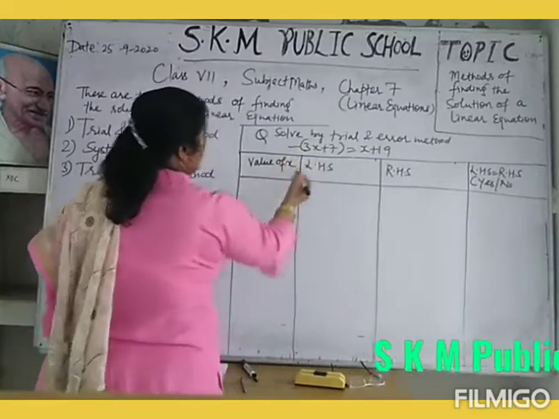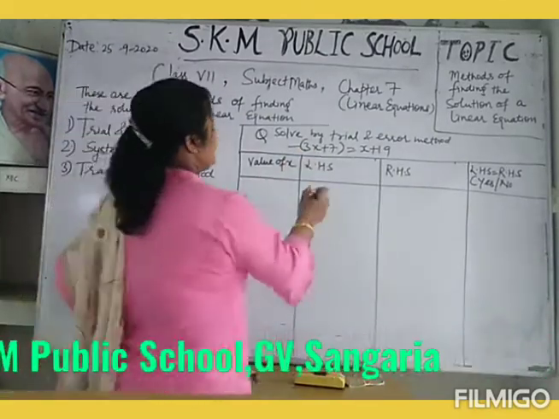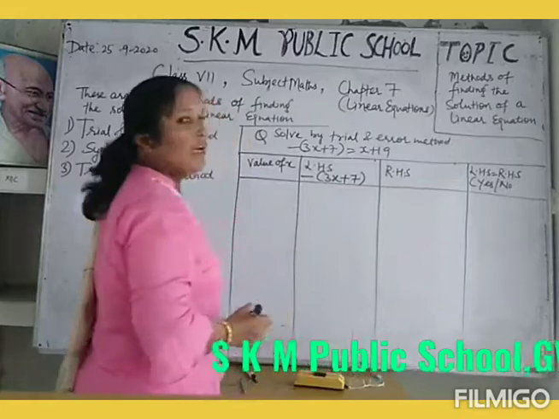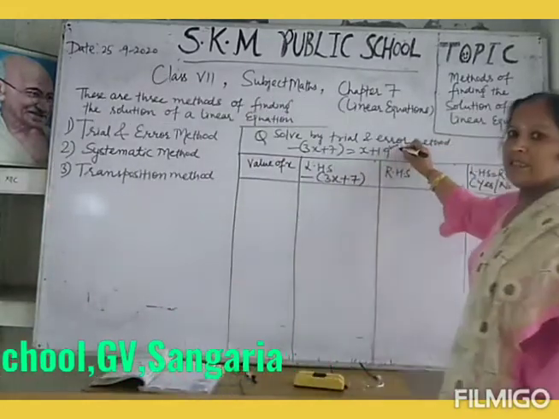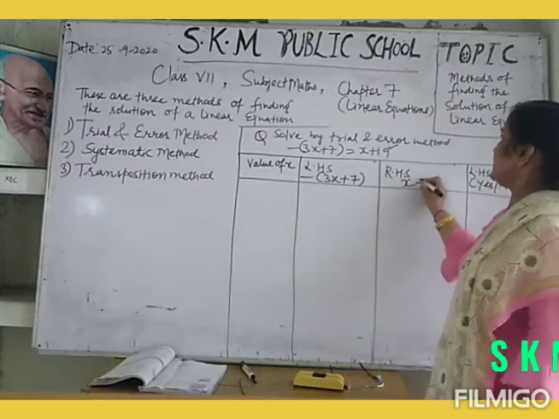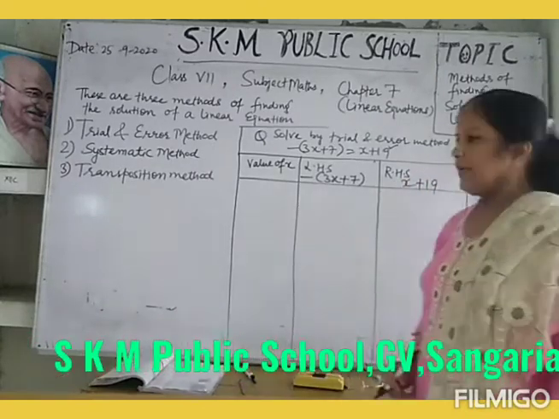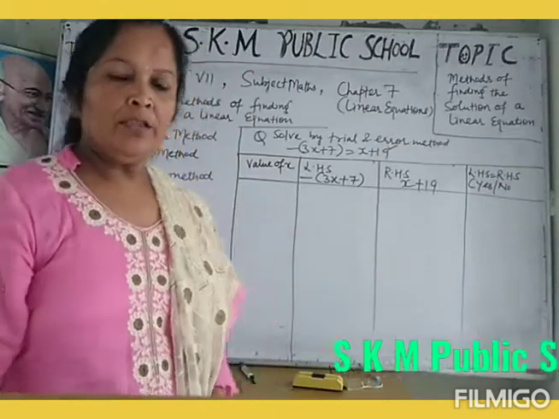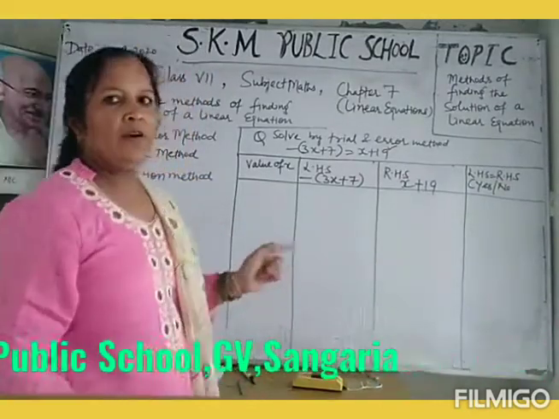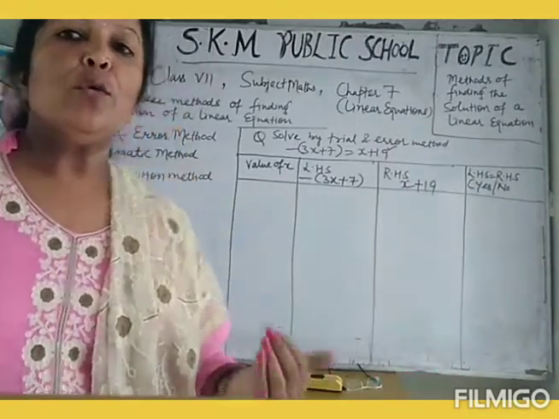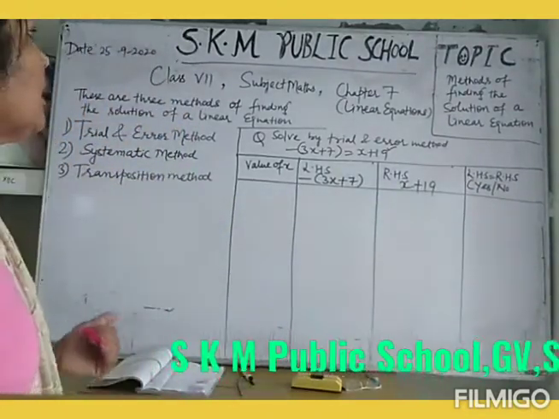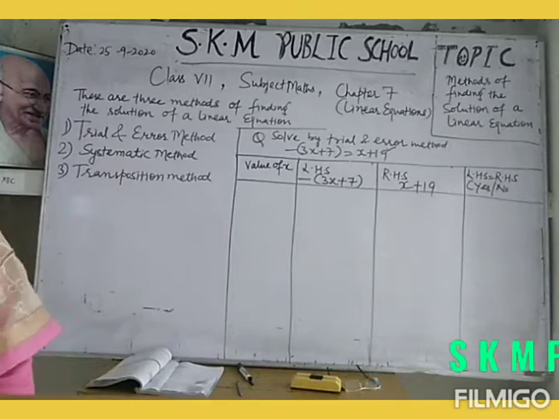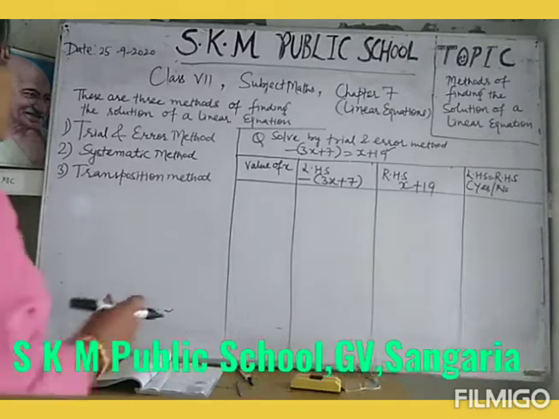So suppose this is the equation: minus 3x plus 7. Here left hand side is minus 3x plus 7, and this is the right hand side, x plus 19. Now I am starting to give values to x. And the value of x at which left hand side and right hand side become equal will be called the solution to the given equation.